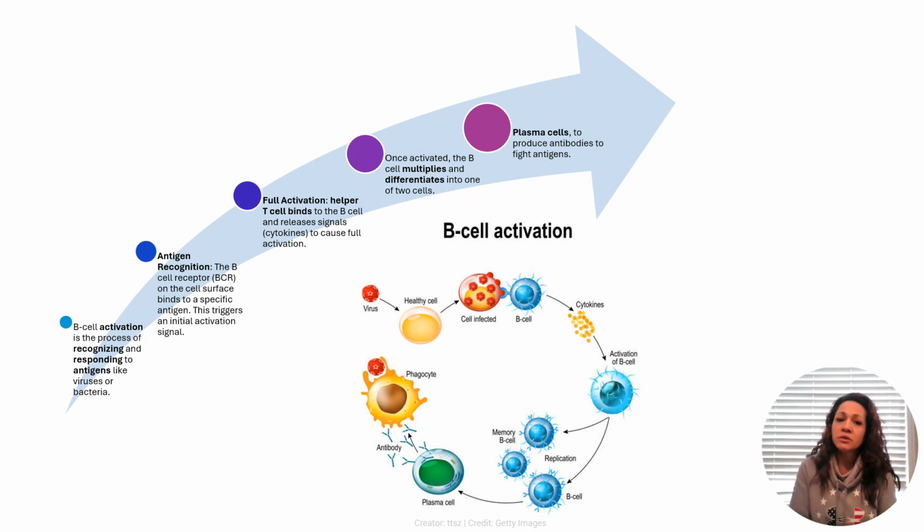The plasma cells will start producing antibodies, which will act like heat-seeking missiles, and their mission is going to be to seek and destroy that virus. These antibodies are like flags that mark the invader, making it easier for other immune cells to see it and help out. So essentially, it's marked for destruction.